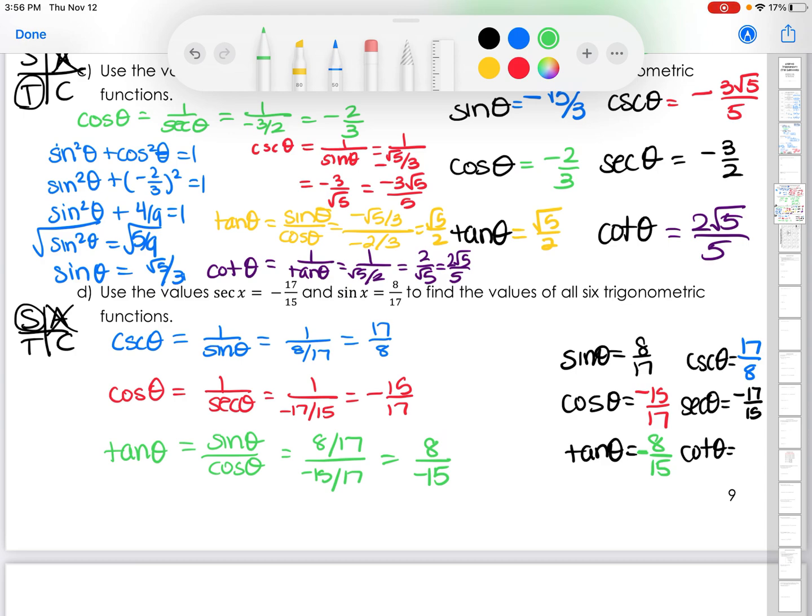Last but not least, you could do this a few ways. You could either say that cotangent is equal to cosine over sine, or you could just say that cotangent is equal to 1 over tan. It really doesn't make a difference. Either way, you'll get the same answer. So that'll give us negative 15 over 8.